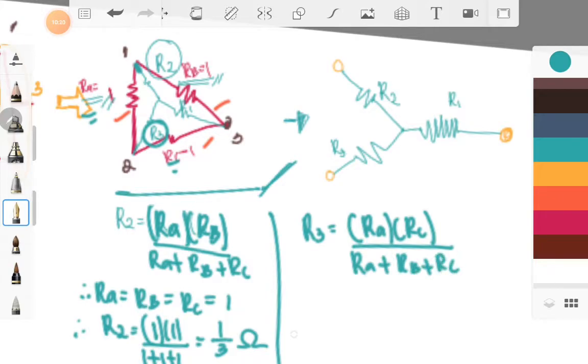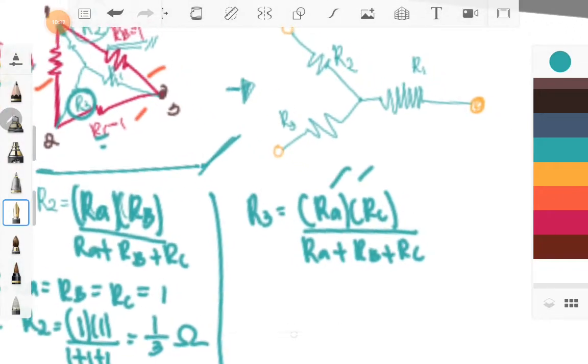Sir, bakit magkaiba yung formula mo sa pinrinay mong formula? Okay, the main point or the bottom line is that the formula for any Y connected resistor from delta to Y is the product of the two adjacent resistors divided by the total delta connected resistors.